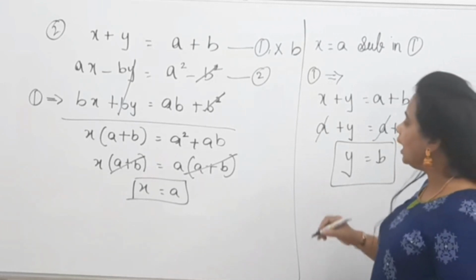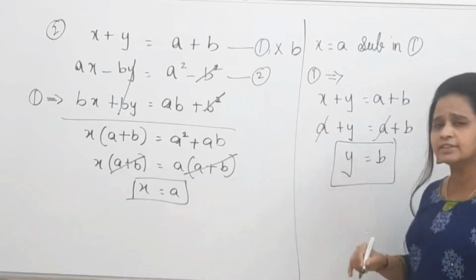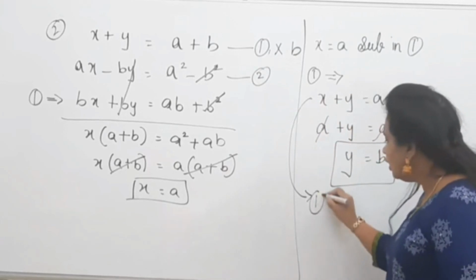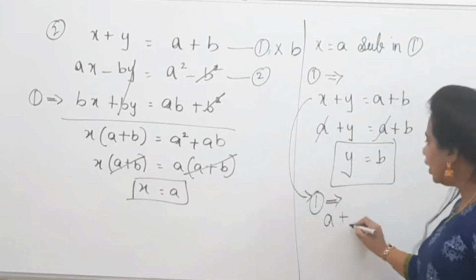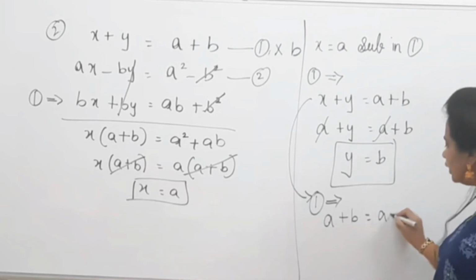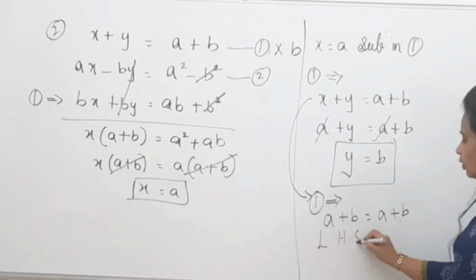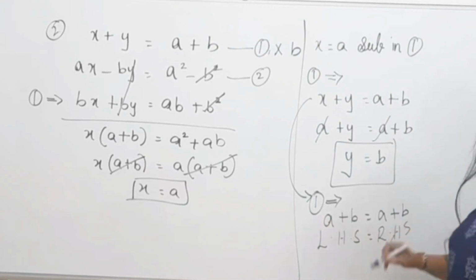Now let me go and verify my values which I got, whether it is correct or not. I take my first equation, that is x, I put a, and then y, I put b, which is also equal to the right hand side a plus b. So LHS is equal to RHS. That means my values are correct.